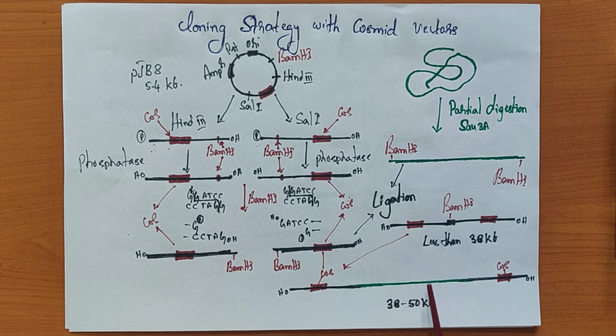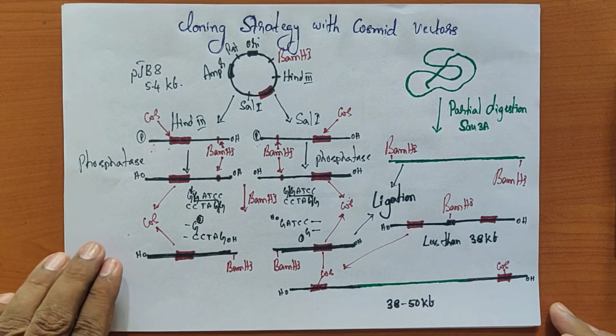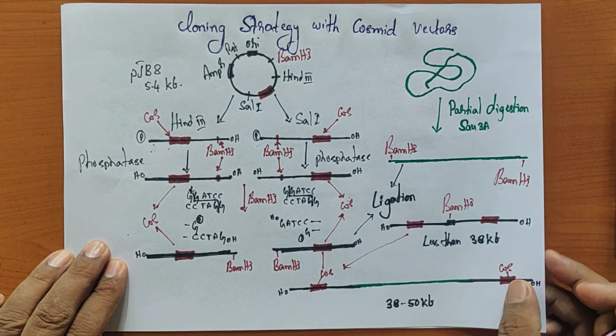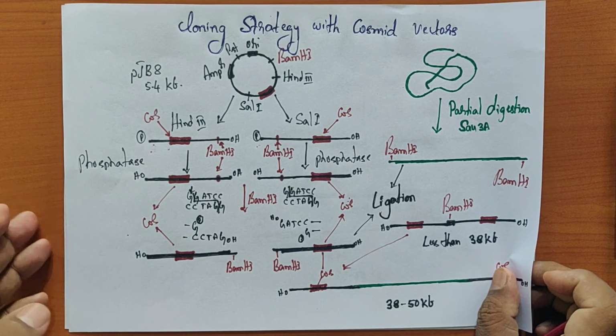So now what happens is you take this clone, do an in vitro packaging, and after that you infect with the regular E. coli so that it will enter into the lytic cycle. So I will tell you another strategy using another vector.